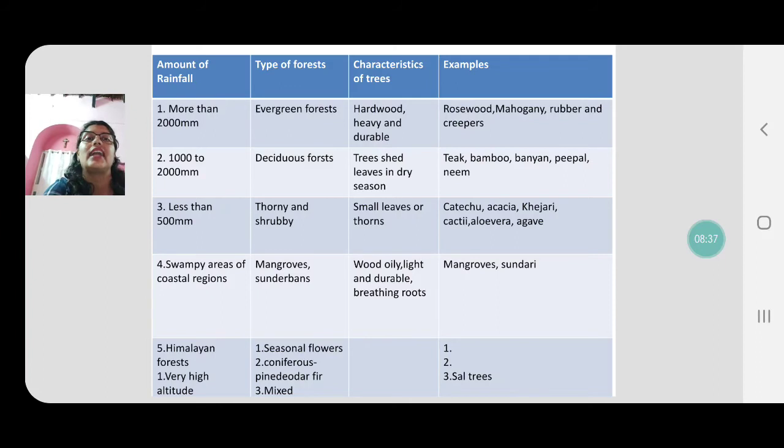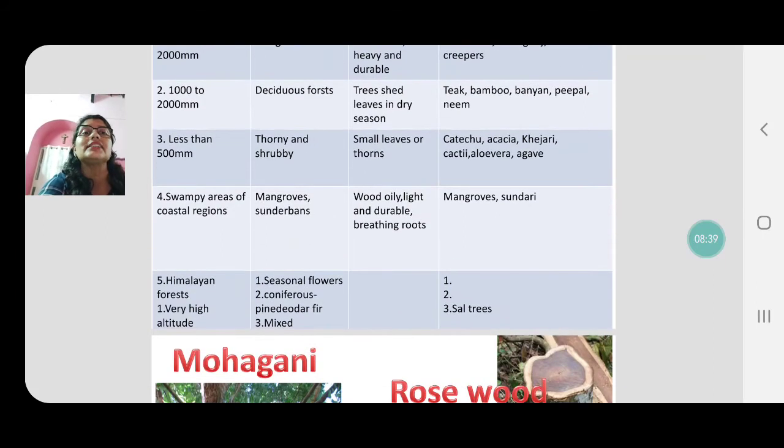And lastly, the Himalayan type of forest. These can be at a very high altitude, where you have seasonal flowers. In the middle altitudes, you have coniferous, the pine trees. And at the foothills of Himalayas, you have mixed type of forests. So they could be coniferous, they could be deciduous, etc. For example, the seasonal flowers, variety of flowers grow within a month or two and then they die off.